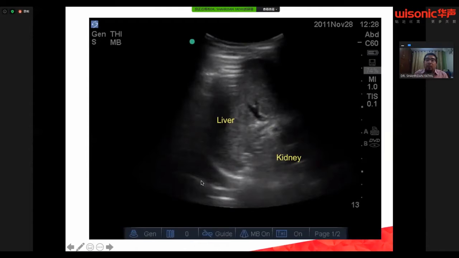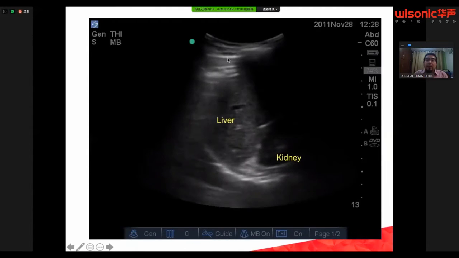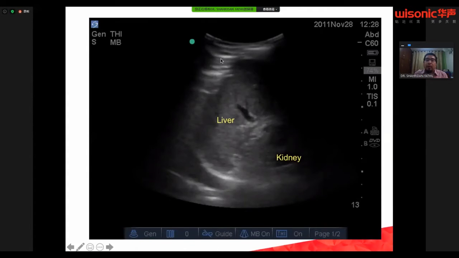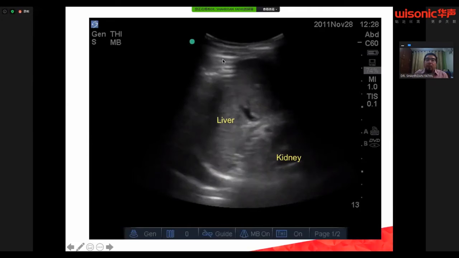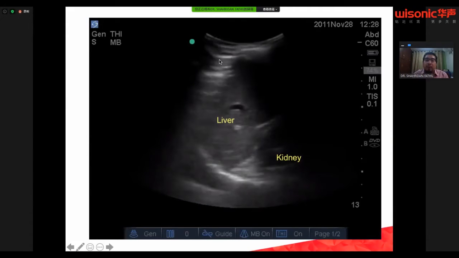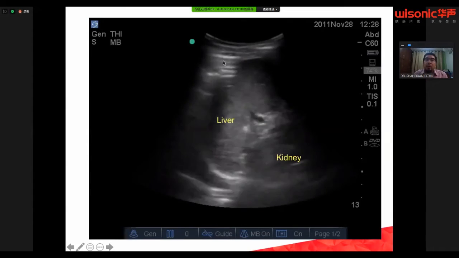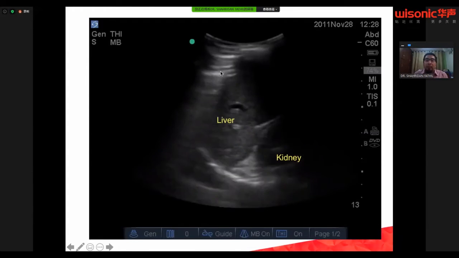But can you see this? This is actually the sliding sign. This is the pleura moving in and out, and this is the diaphragm. So by looking at this, when you're dealing with a respiratory emergency, you know that you are not dealing with an effusion and you're not dealing with a pneumothorax at that particular point.